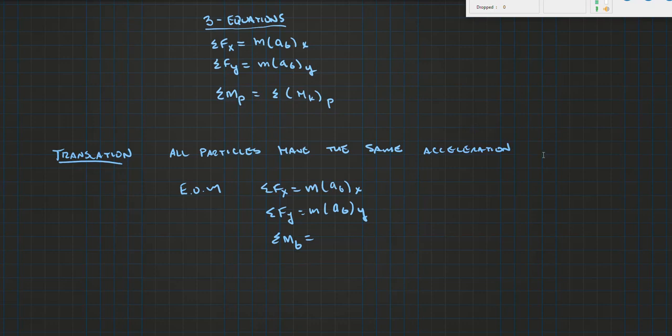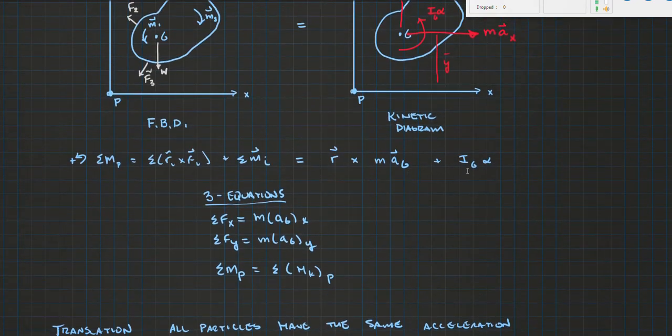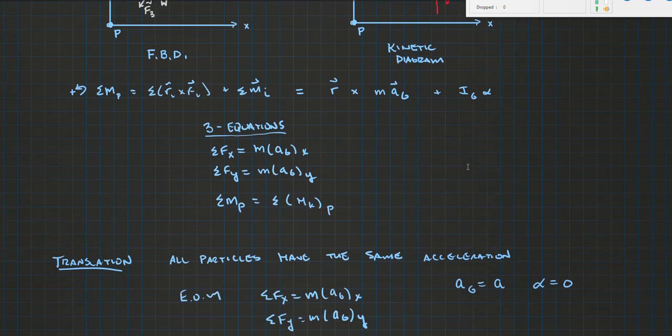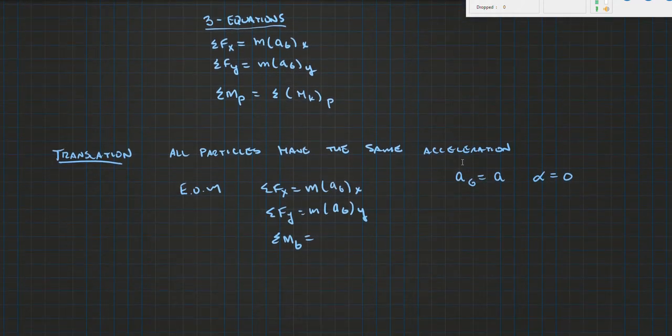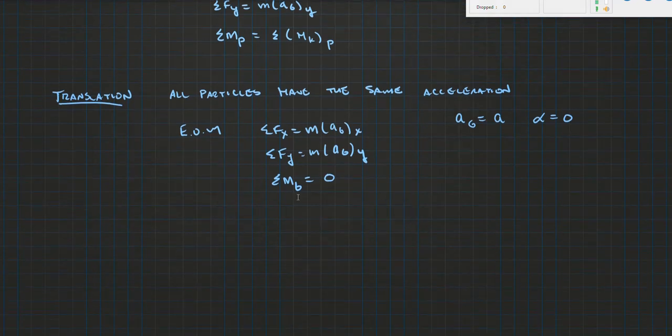In addition to that, all particles have the same acceleration, and that acceleration is the acceleration of g. And since there's no rotation, we have alpha equal to 0. And that means the second term over here in our kinetic relationships also goes to 0. So we end up with these three equations, if we sum moments about g.